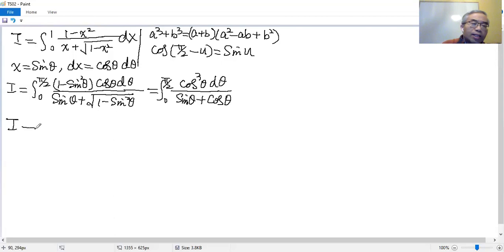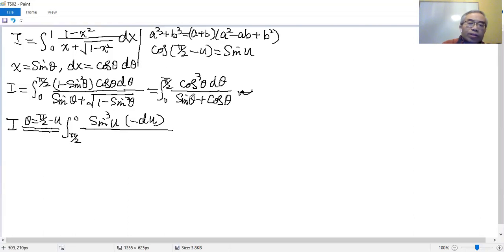Using this one, we can change that to sine. So I equals, we do a substitution: theta equals half pi minus u. Starting from this one, when theta equals 0, u equals half pi. When theta equals half pi, u equals 0. And we already know cosine theta equals cosine of (half pi minus u), which equals sine u. So we get sine u cubed, and d theta equals negative du.